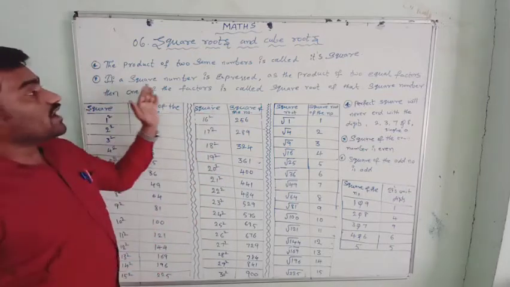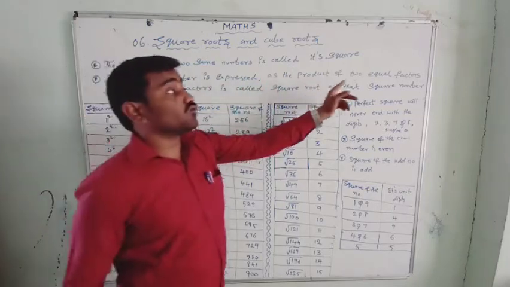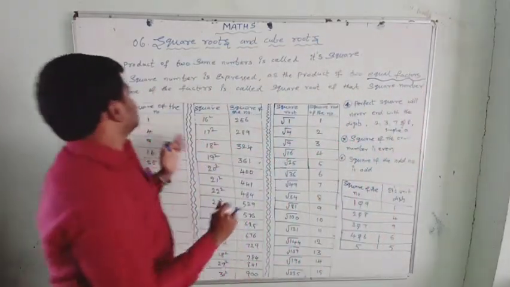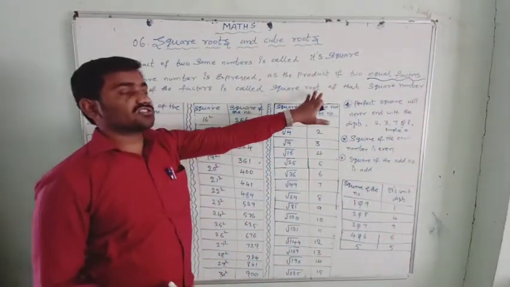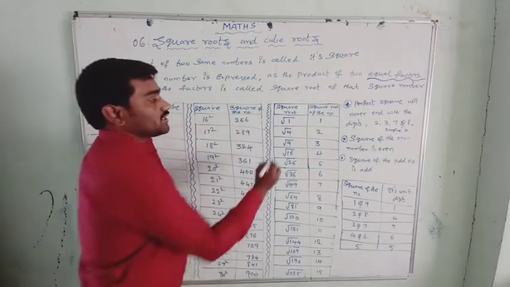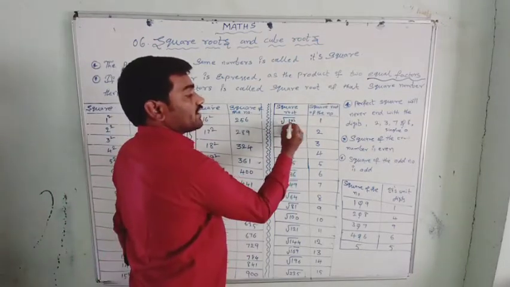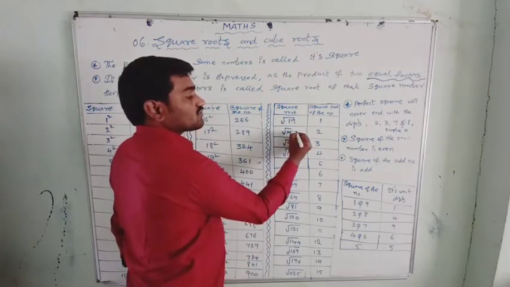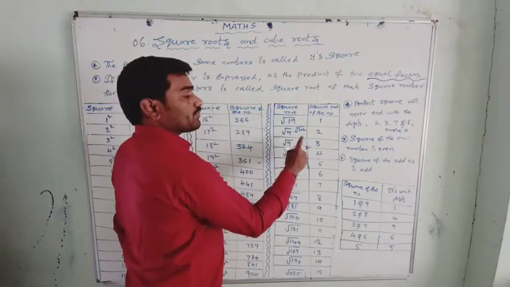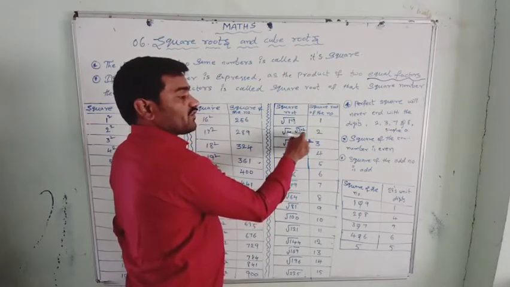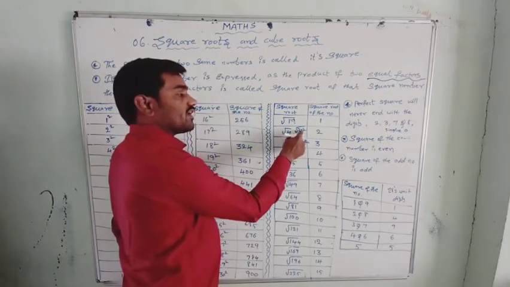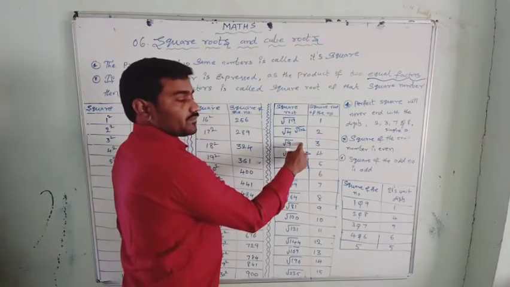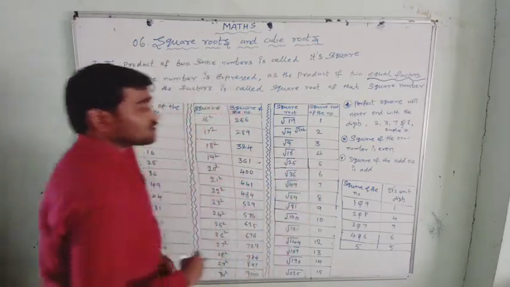See, if the square of a number is expressed as a product of two equal factors, then one of the factors is called the square root of the number. Suppose the square root of 1: we can write 1 into 1, so one of these numbers is called the square root. The square root of 4: we can write 2 into 2. So one of the two equal factors is known as the square root of the number. 9 we can write 3 into 3, so one of the 3s is known as the square root of the number.